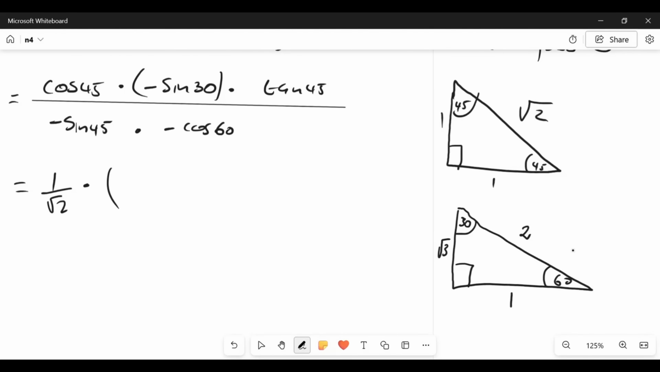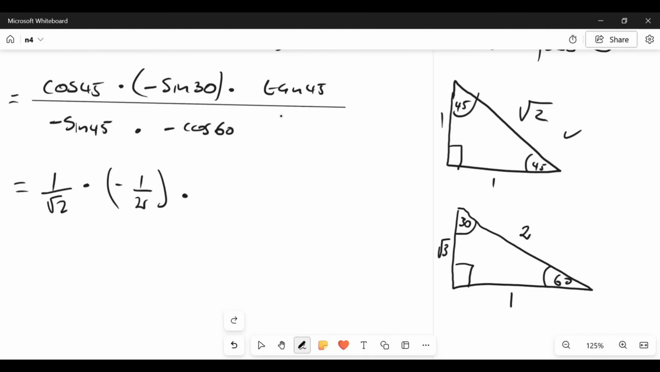Now, sine 30, we're going to take it from this triangle here. We know that sine is opposite over hypotenuse. So the opposite of 30 is going to be negative 1 over... Now, our hypotenuse is going to be 2 there, right? Multiplied by. Now, what do we have here? We have tan 45. So tan 45, we're going to take it from this here.